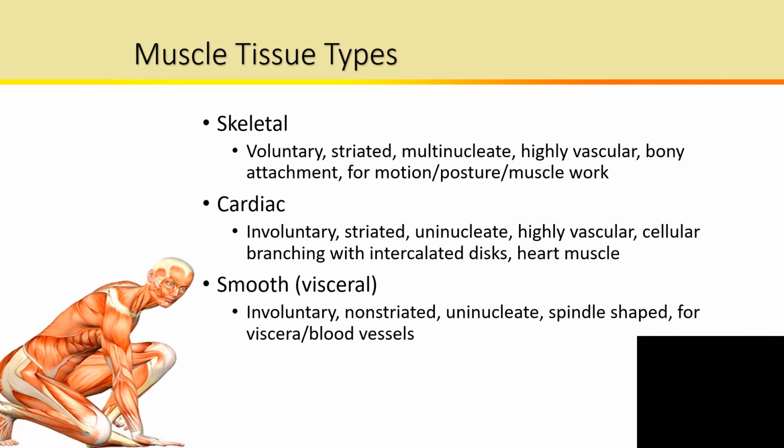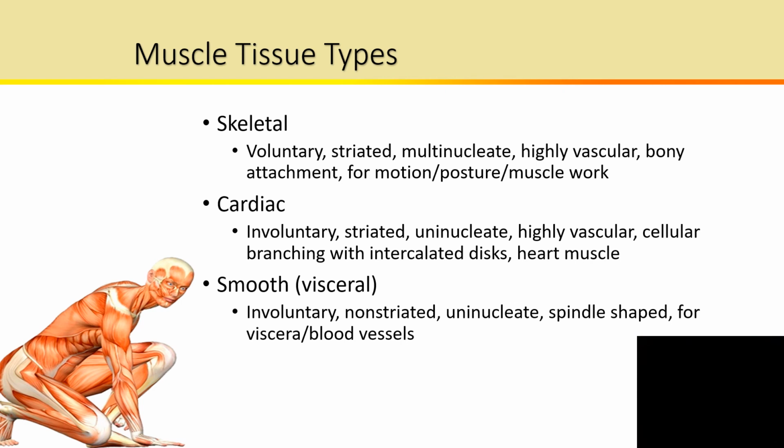Skeletal muscle connects one bone to another bone, and it connects to the bone by what we call tendons. We'll talk about that later on. Basically, when the muscle contracts, it allows the angle between two adjacent bones to change. So therefore we know skeletal muscle is used for motion, for posture, as well as for performing various types of work.